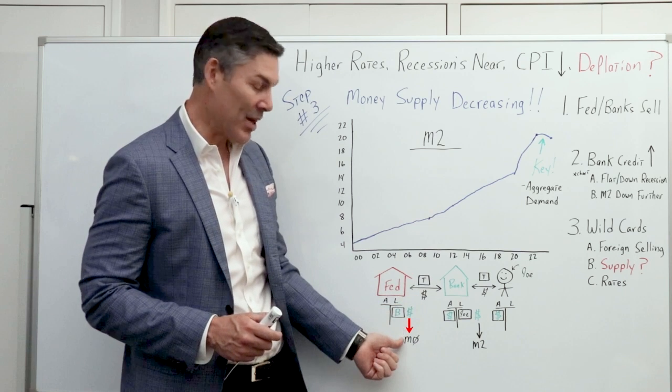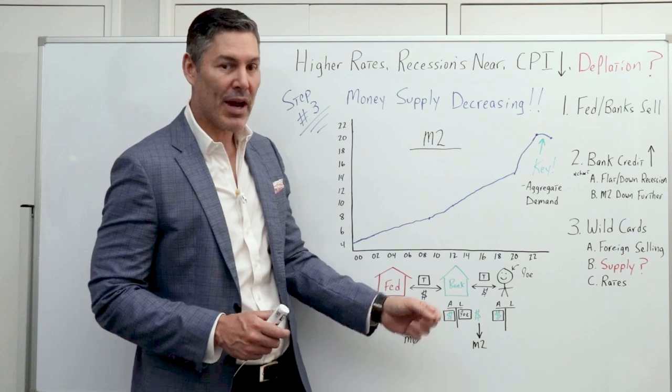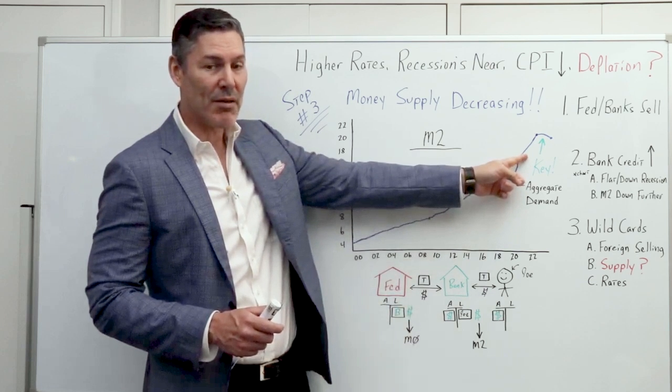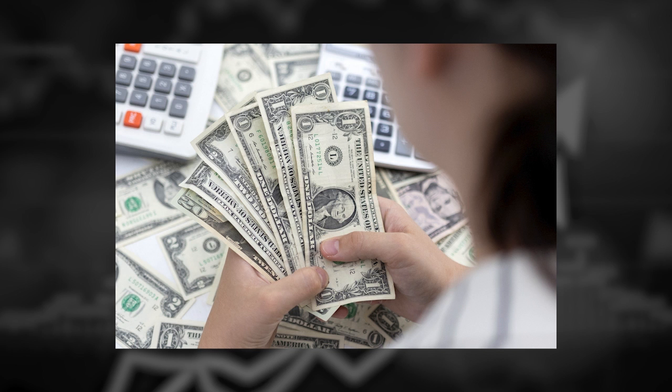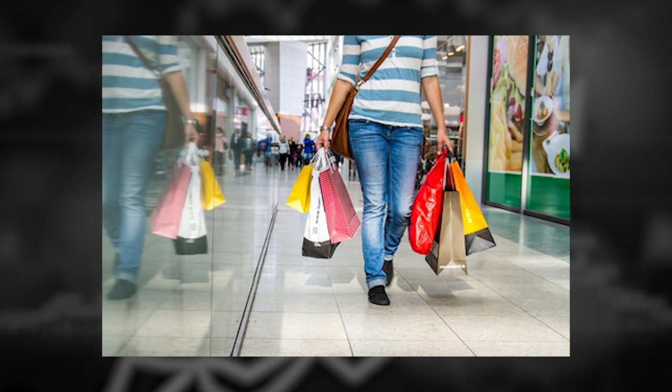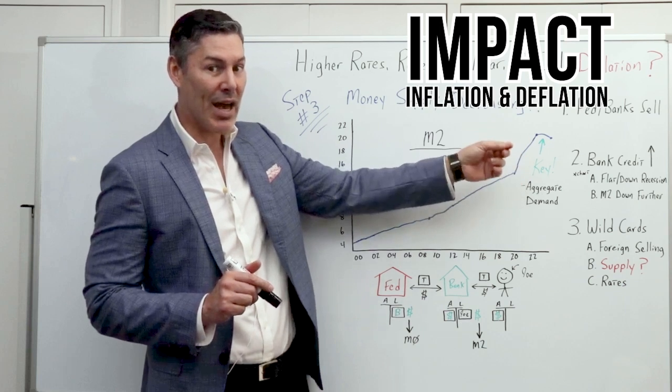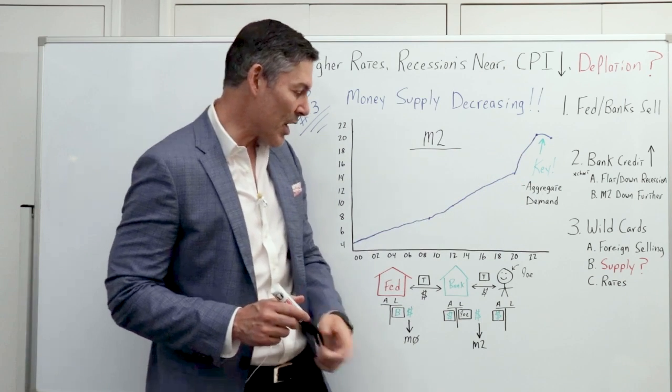This reduces M0, base money, but it has nothing to do with this key metric. Why is it key? Because this represents the currency units that are chasing goods and services in the real economy that can impact inflation and deflation. So now let's think it through.